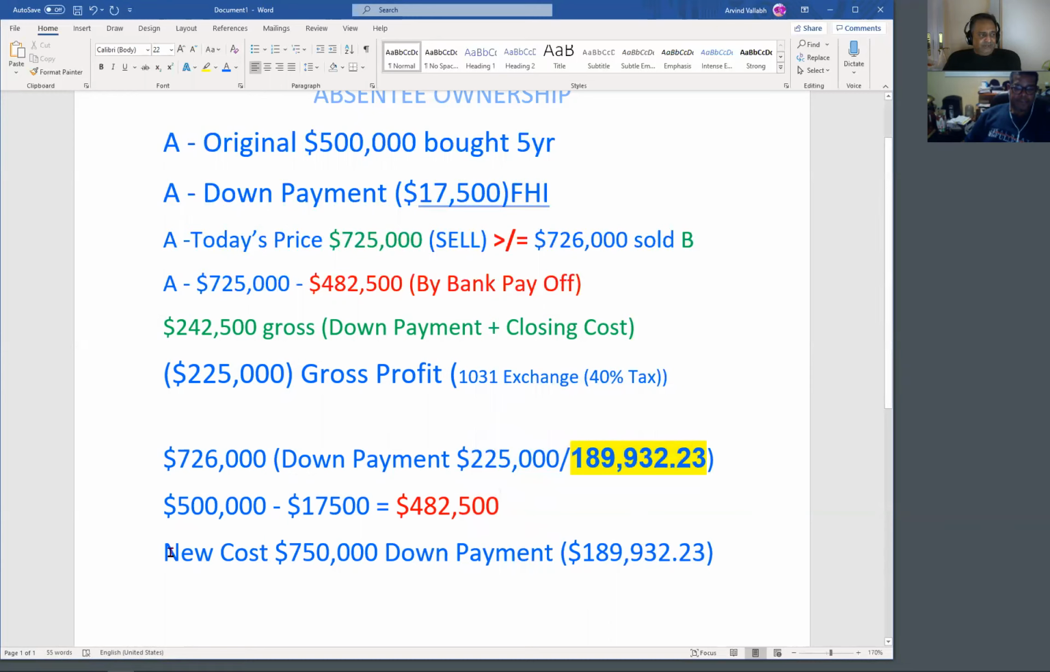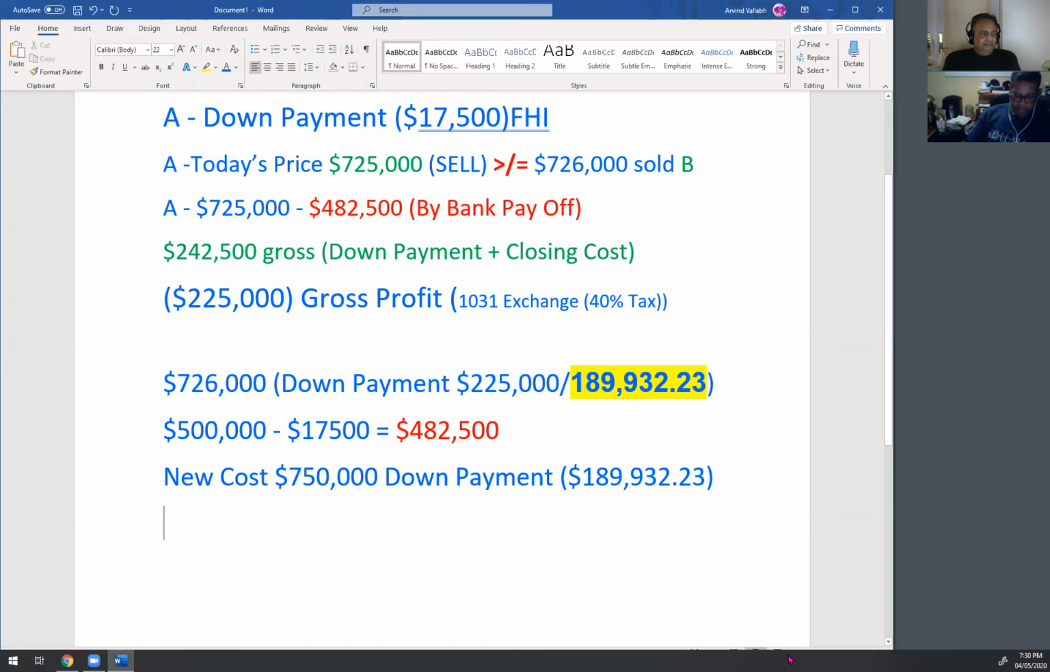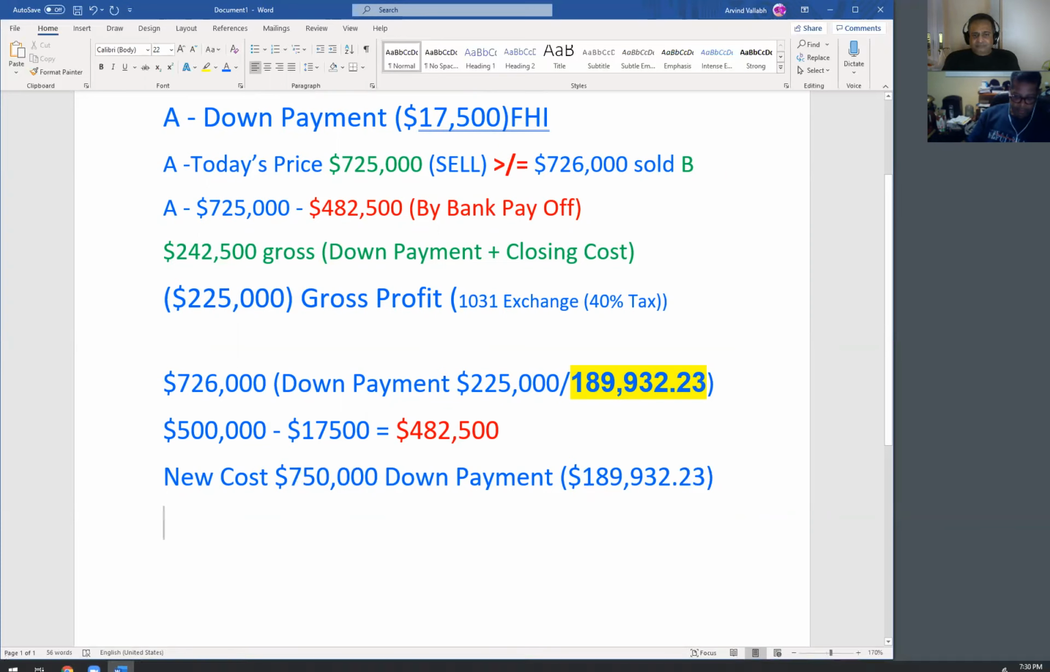So if you look carefully, the new cost of the house is $750. He's putting a down payment of this much, right? So you have to subtract. How much loan? This is where you need to now figure out. Take this amount, minus it from here. It's going to be 750 minus 192. It's going to give me what?